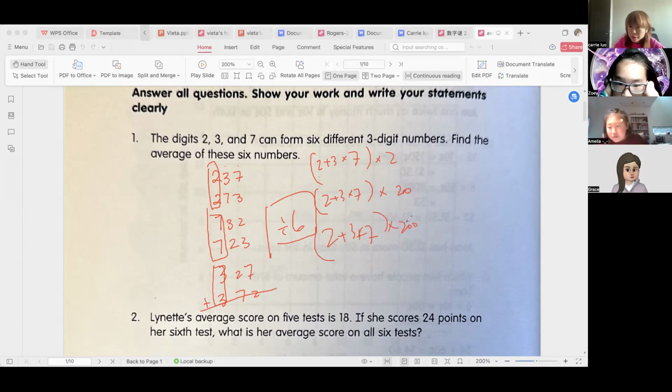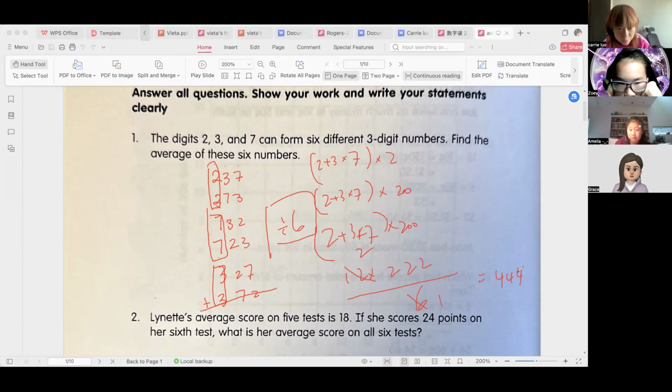Do you understand what I mean? Because this 3 stands for 300, this 7 stands for 700, this 2 stands for 200. So all I need to do is 12 times 222 and divide it by 6. So 12 divided by 6 is 2, and 2 times 222, so the answer is 444. That would be much quicker than calculating 237 plus 273 plus 732 plus 723 plus 327 plus 372.